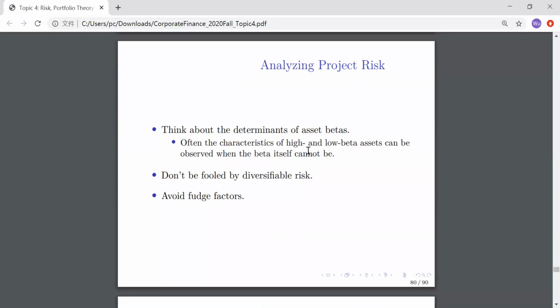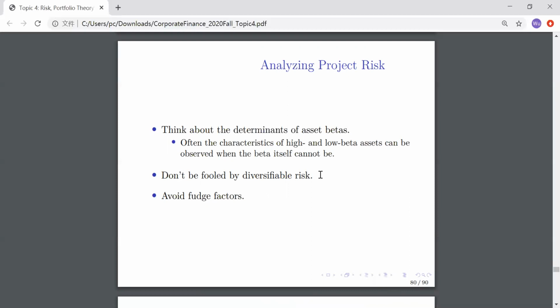Now, when we use this model to value the project, or calculate the project risk, we need to keep in mind a few reminders. First of all, we need to think about the determinants of asset beta. Often the characteristics of high and low beta assets can be observed when the beta itself cannot be, because beta, again, is a portfolio thing. And also we don't want to be fooled by diversifiable risk. So what is diversifiable risk? For example, it's firm-specific risk.